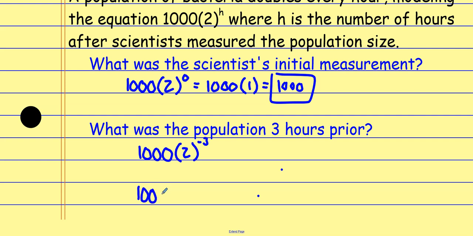That's 1,000 times 2 to the negative third power. That means I want to divide by 2 to the third power. That's what a negative exponent means. And now 2 to the third power is an 8. And now 1,000 divided by 8, I believe, is 125.